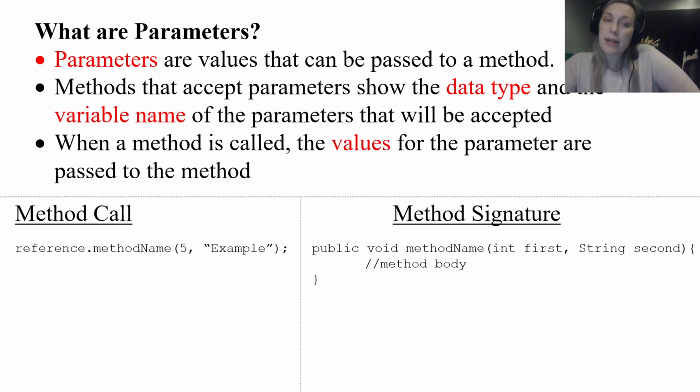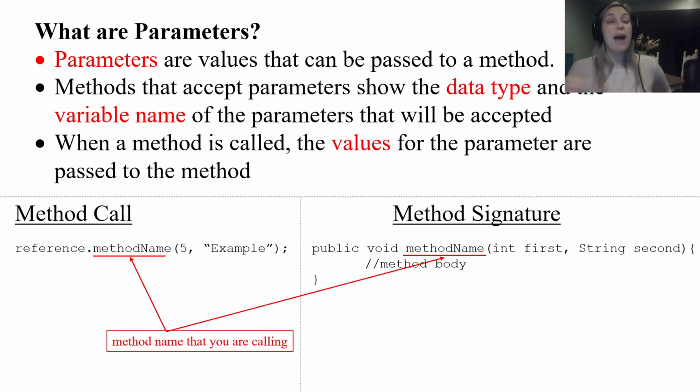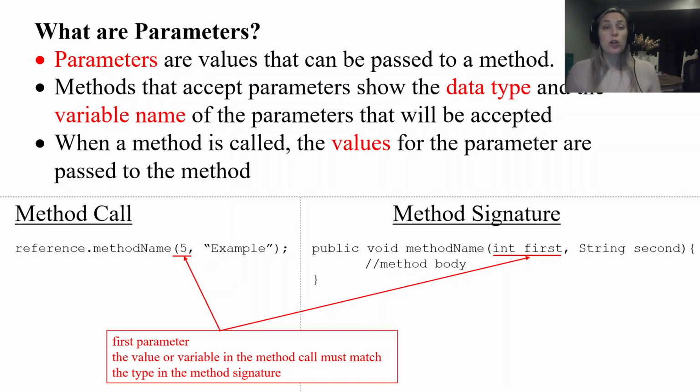Let's start with the method call. The method call usually uses dot notation, but not always. When it does use dot notation, what comes before the dot is the object's reference variable. What object are you acting on? Next, after the dot is the method name. This is the method that you are calling, and it's the same method name as in the method signature. In parentheses, we could have open close parentheses, which is a method with no parameters. But here in this example, we have two parameters separated by a comma.